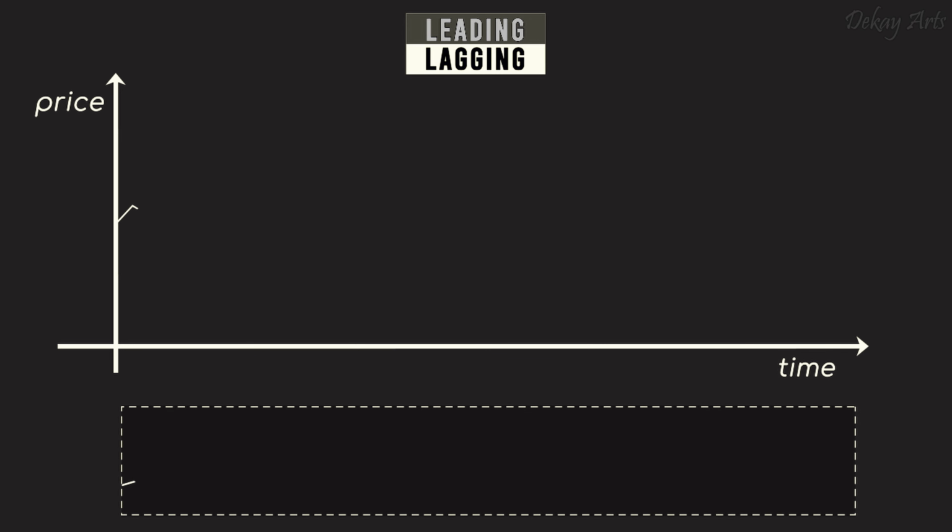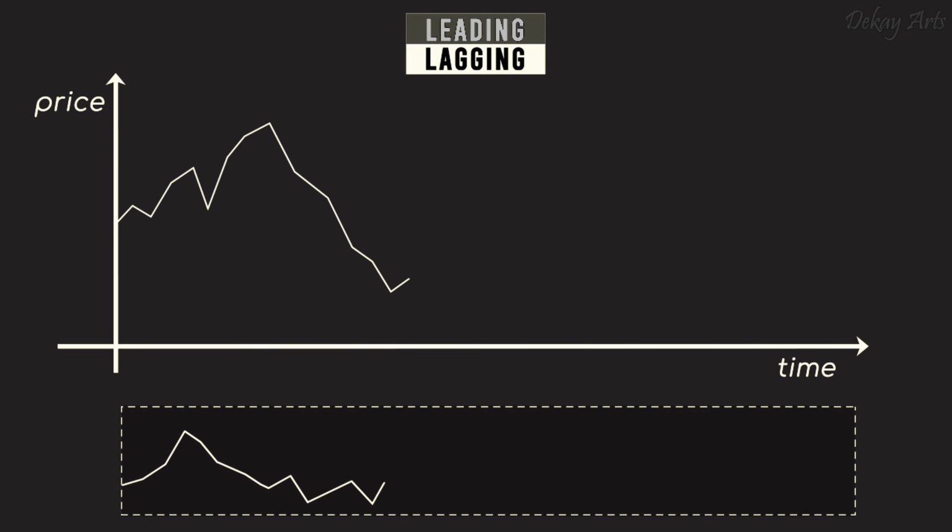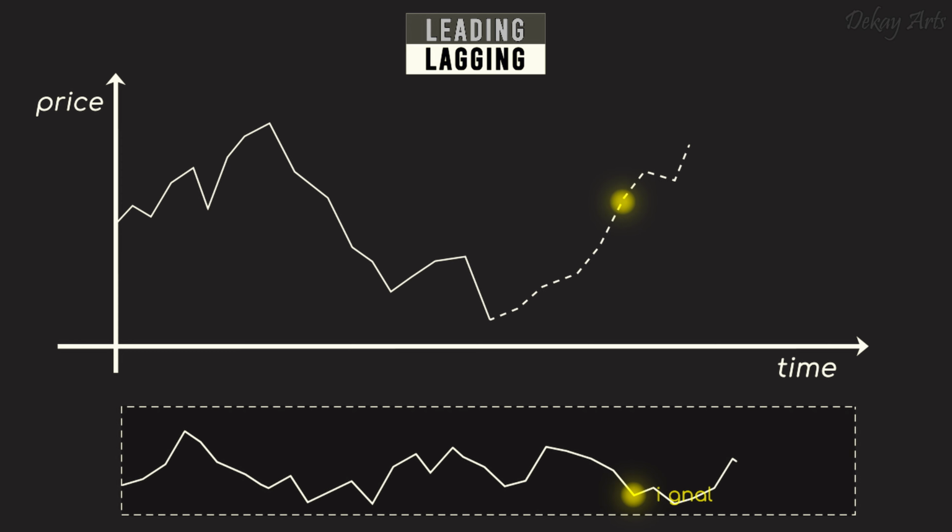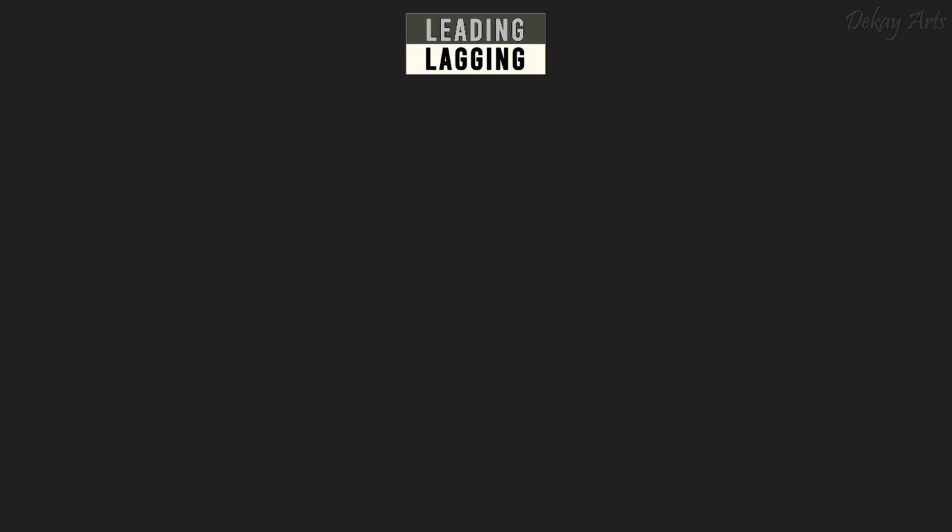Lagging indicators follow price movements and act as a confirmation tool. These indicators are mostly helpful during trending periods where they can be used to confirm that a trend is still in place or if it's weakening. Moving averages and Bollinger Bands are well-known lagging indicators.